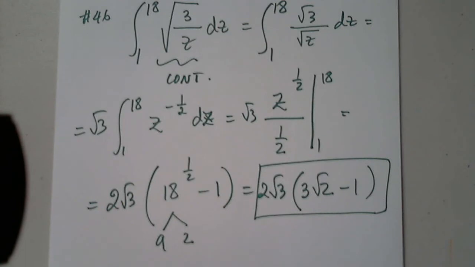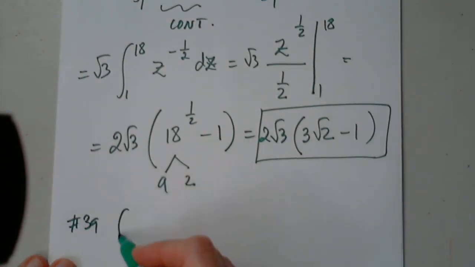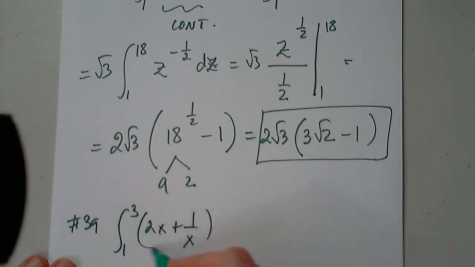Oh, you know what? I want to choose something myself. I want to choose 39. So 39, it's the integral from 1 to 3 of (2x plus 1) over x dx. Is this function continuous? Because if it's not continuous on the closed interval [1, 3], then FTC is not applicable and I'm wasting my time. Is it?